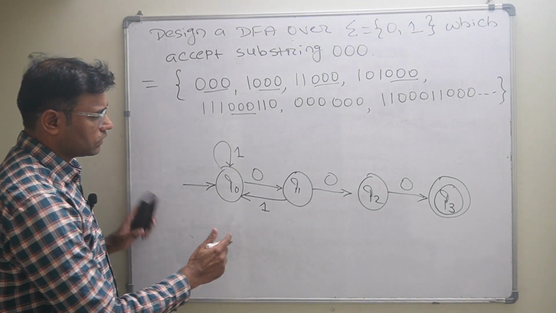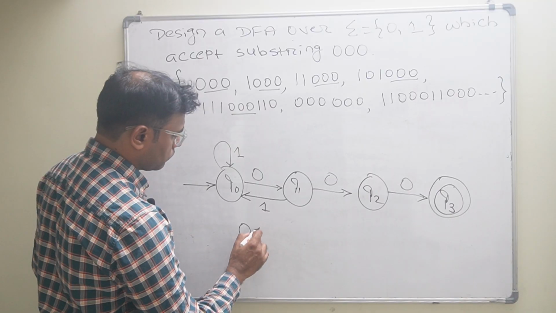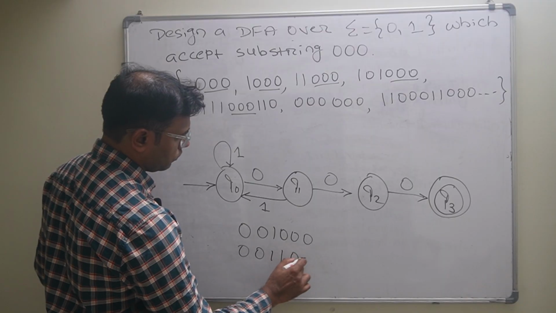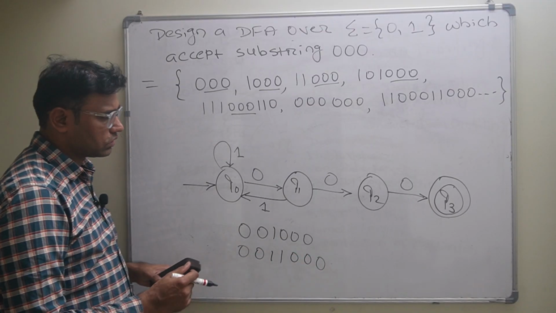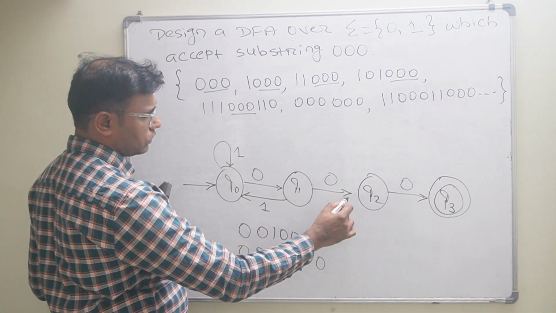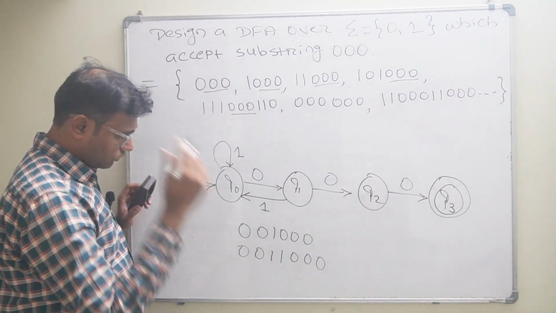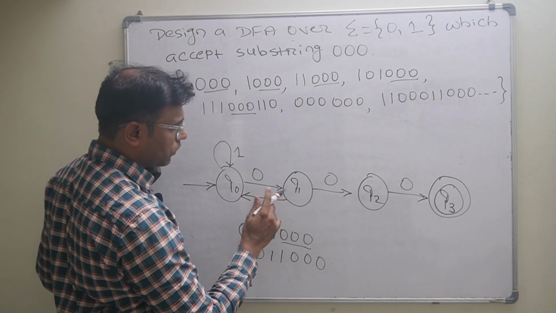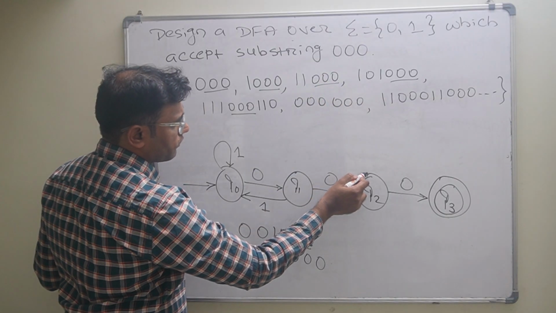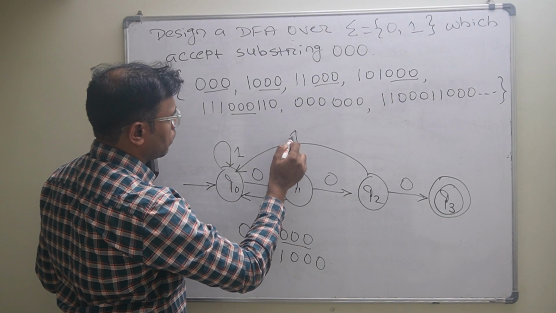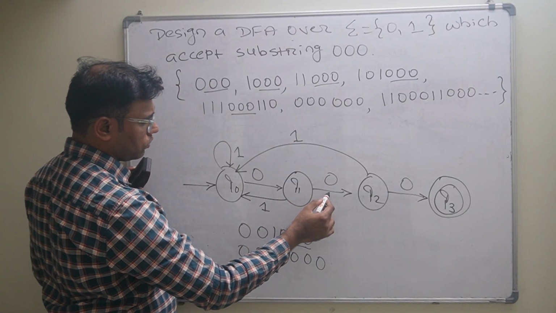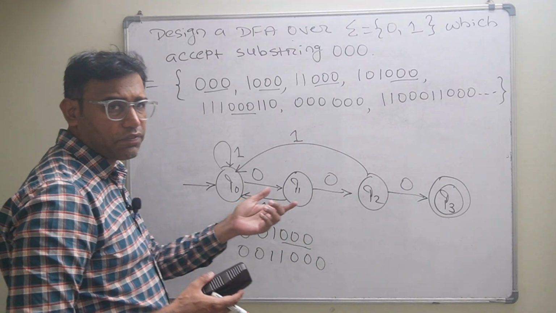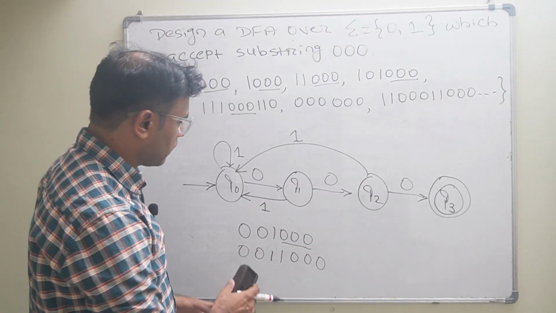Then the next string I will take is 001000, then 00111000. So what we have to do in this case? Here 0, then 0, and then it is containing 000. So we have to go back to Q0. Do not come back to Q1 because it will contain the substring 000. So I will come to Q0 again for 1. So it will accept 001, then 000. So it will reach the final state. When you reach the final state, the string is accepted.